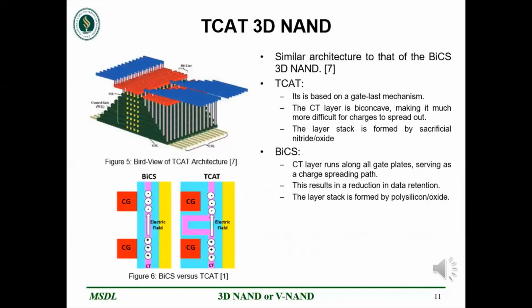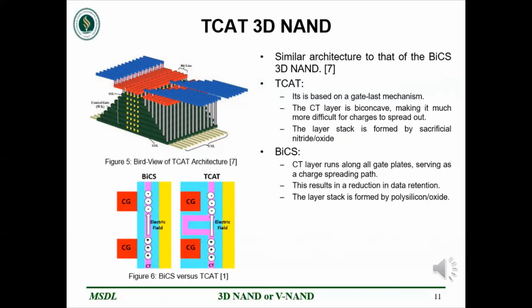Next, let us understand the basic idea of the TCAT architecture. Figure 5 shows the bird's-eye view of its architecture. As you can see, it is very similar to that of the bit-cost scalable architecture. The bit-cost scalable architecture, however, has a lot of disadvantages, and the TCAT architecture overcomes these. These differences can be illustrated in Figure 6.